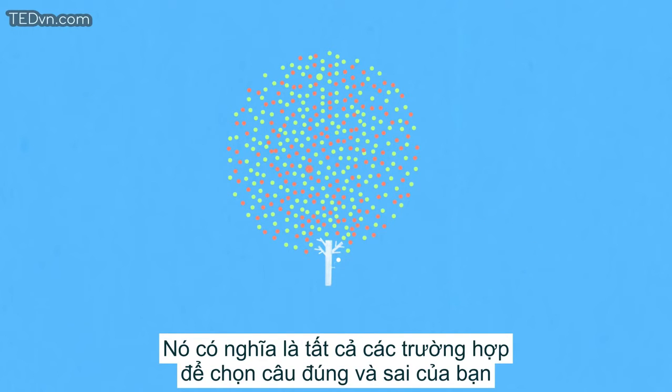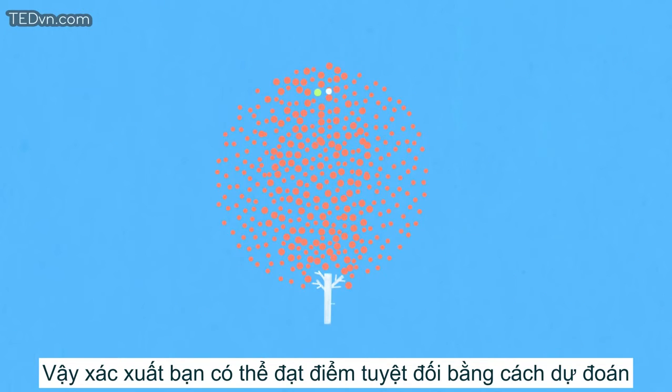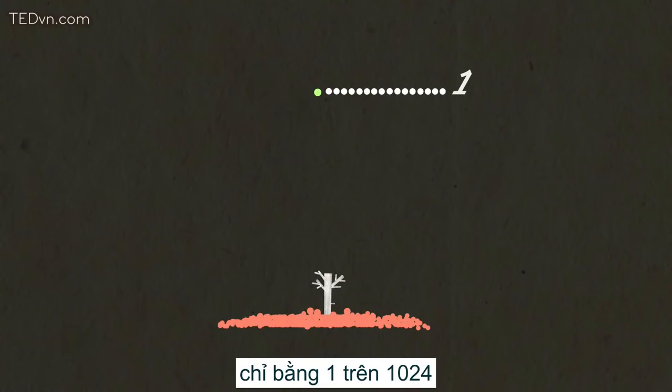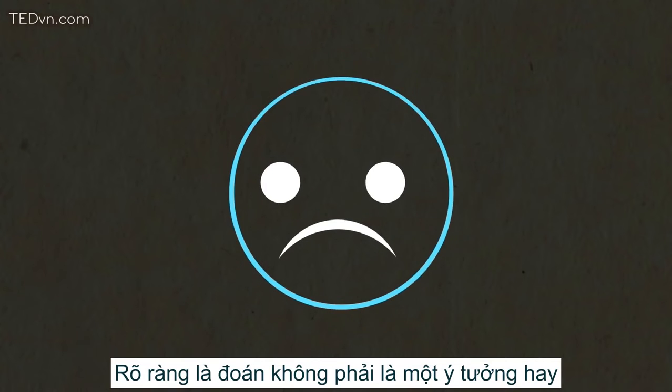That means of all the ways you could write down your T's and F's, only one of the 1024 ways would match the teacher's answer key perfectly. So the probability of you getting a perfect score by guessing is only 1 out of 1024, or about 1/10%. Clearly, guessing isn't a good idea.